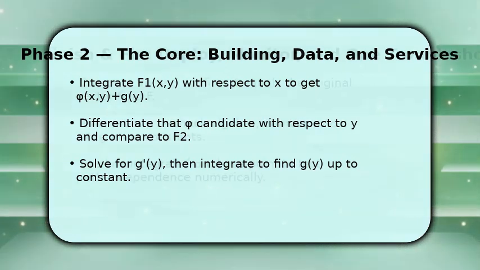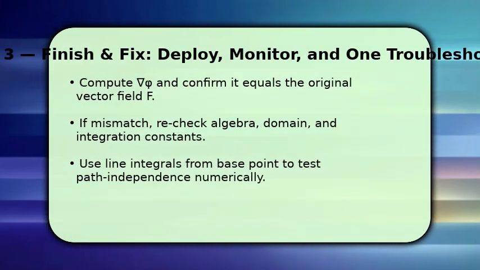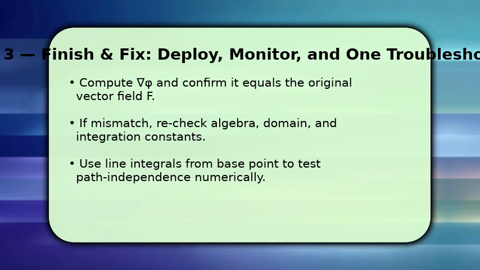Finish by verifying your result. Compute the gradient of φ and confirm it equals the original vector field F component-wise. If there is a mismatch, recheck algebraic steps, the domain's connectivity, and any dropped integration constants. Small sign errors are common.